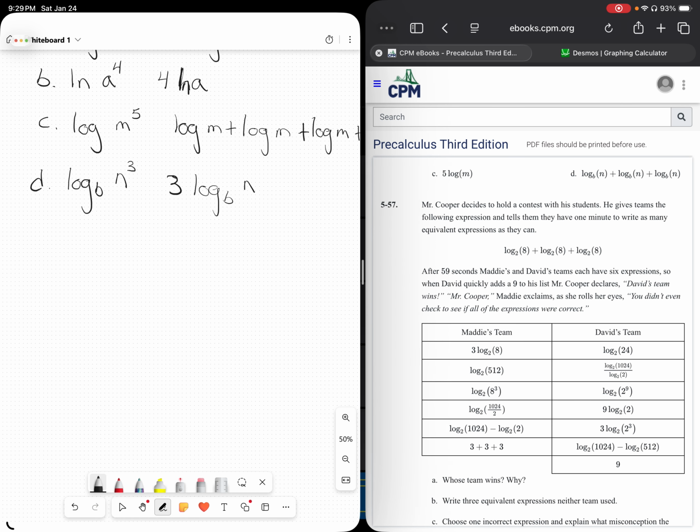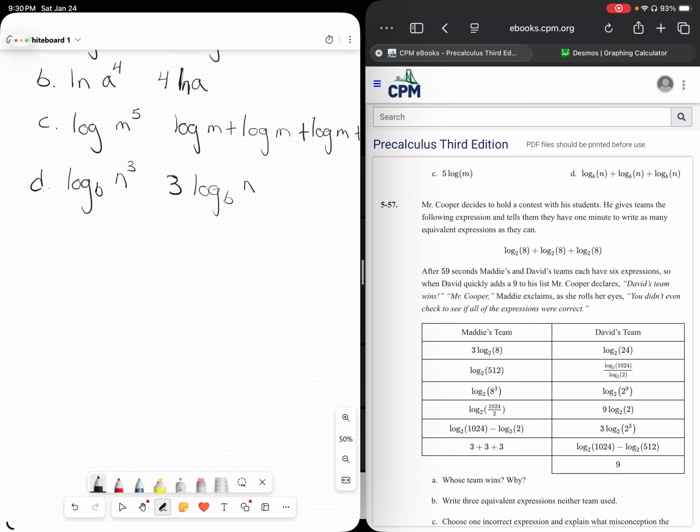Okay, so now 57, right? If we look at this problem, Mr. Cooper decides to hold a contest. He gives his team the following expression, right? How many ways can you write it? So after time's called, they say, hey, David's team wins, but Maddie's team says you didn't check to see if they were right. So who really wins, right?